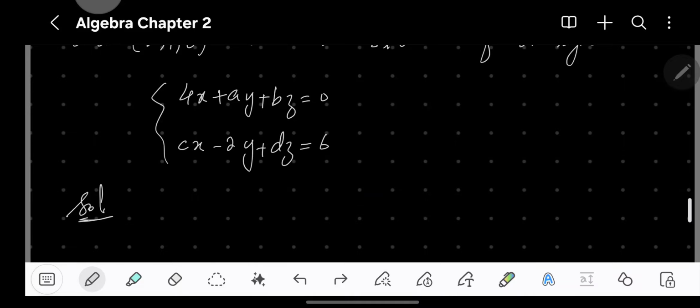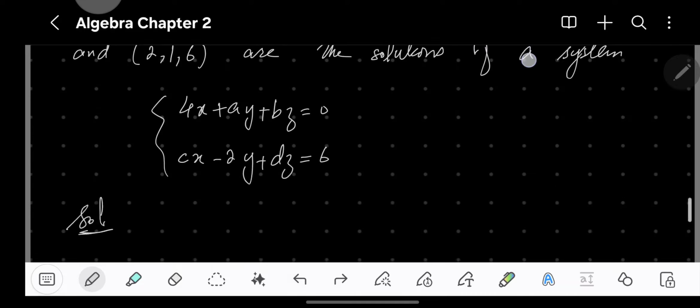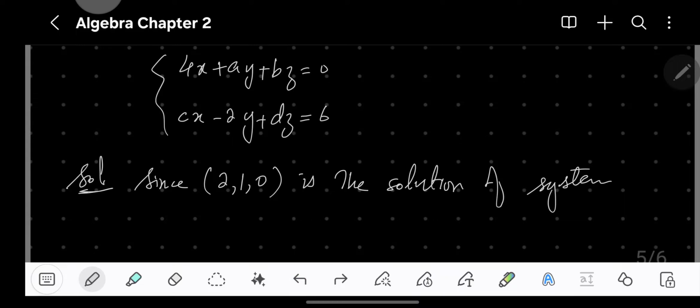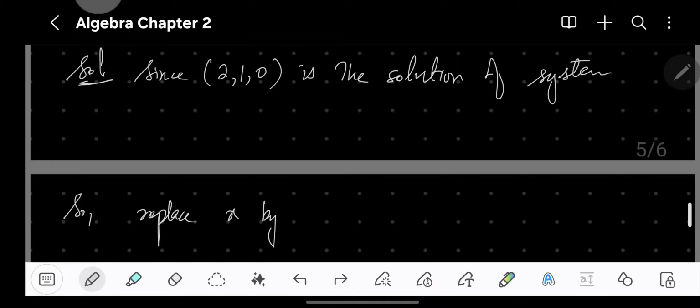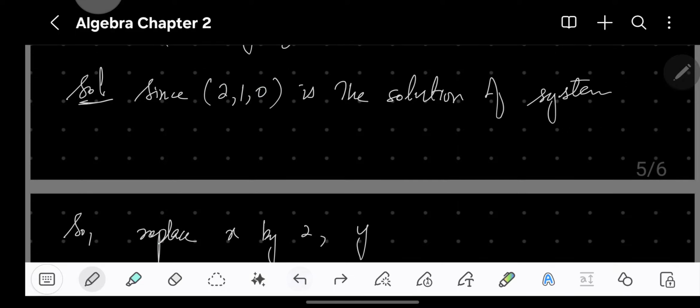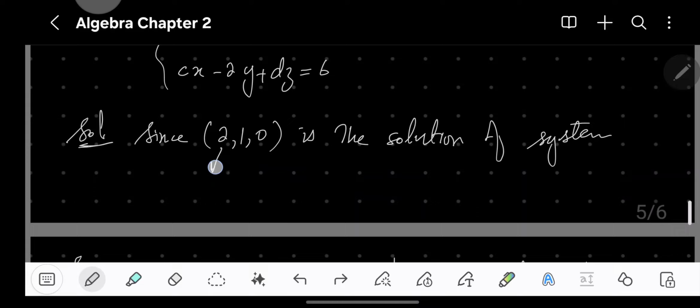So we are given that this is the solution and this is the solution. So we will do one by one. I will write, since (2,1,0) is the solution of the system, I will replace x by 2 and I will replace y by 1 and I will replace z by 0, because this is x, this is y, this is z.